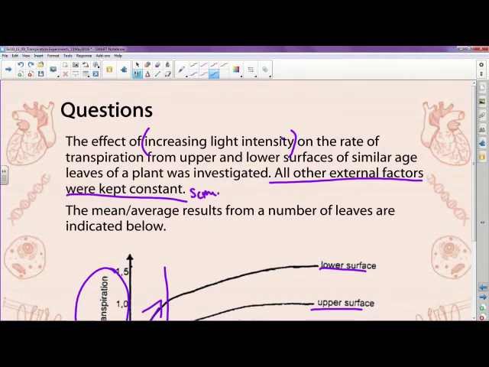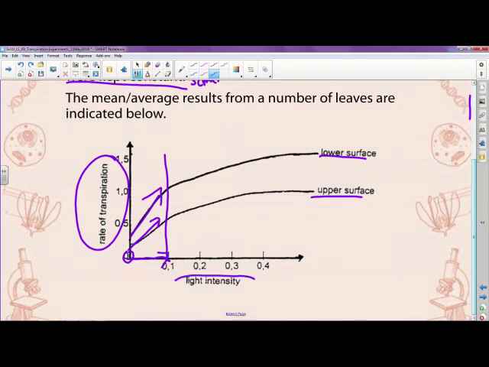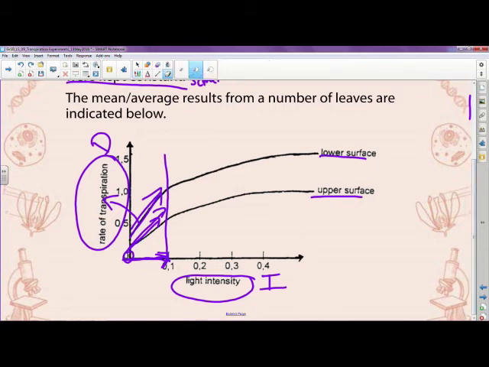Look here. Remember now, when we look at our graph, what are we looking at? Light intensity, that's what I chose, independent. The results are always on the y-axis, that's the dependent. When I increase the light intensity, look what happened to the rate of transpiration. It increased. So what's that telling me? The more light I have, the greater the rate, the speed, the quicker transpiration is going to occur.